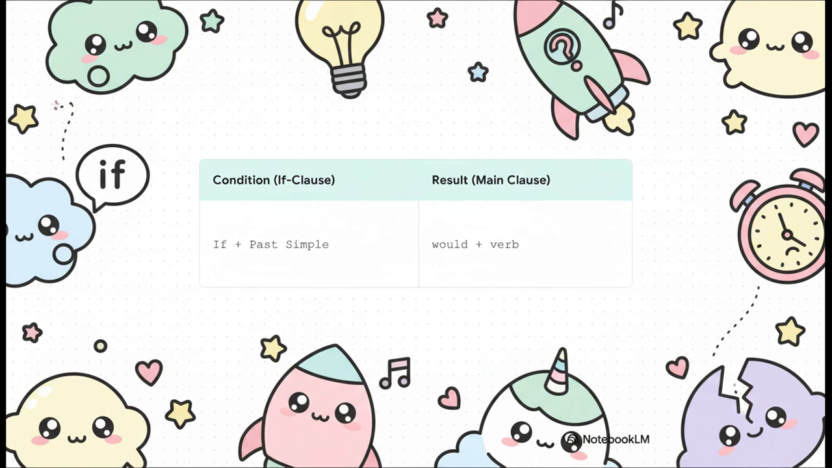The if part of the sentence uses the past simple. Now, we're not talking about the past here. We use the past tense to create a little distance from reality. It's a signal that says, hey, this isn't real. And then the result uses would.